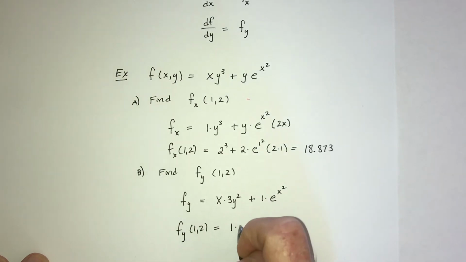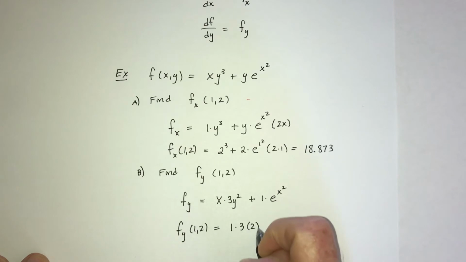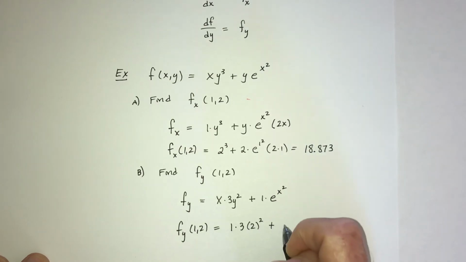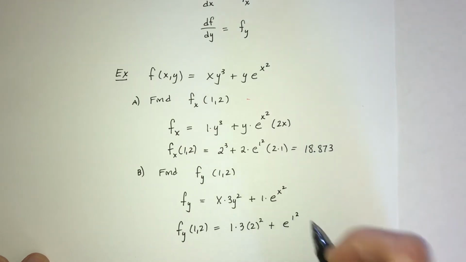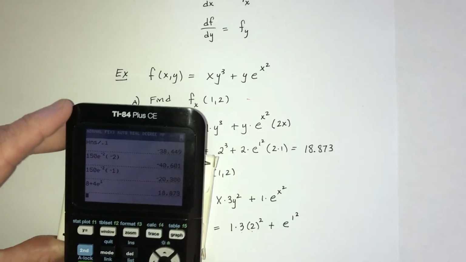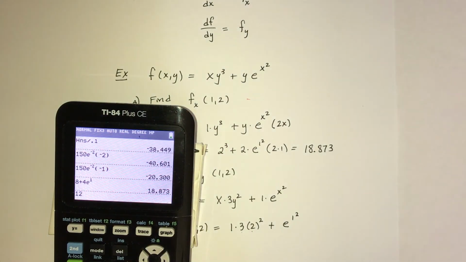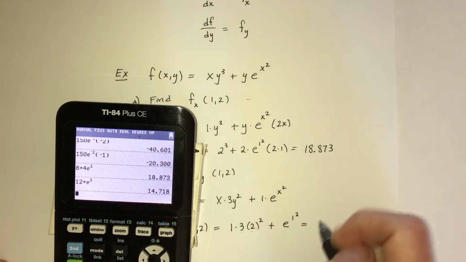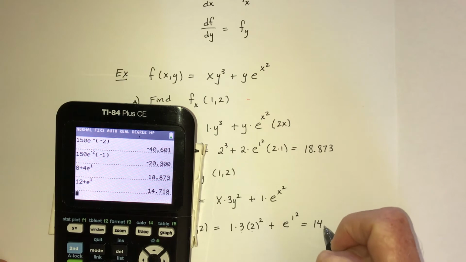So x will be a 1, y will be a 2, x is a 1. So this is going to be 4 times 3, so that's 12 plus e to the 1. So their derivatives are different.